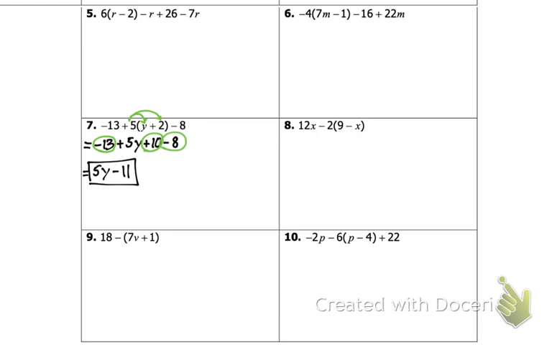All right, we're going to do one more together, and that's number 10. Mr. Pabian, I don't have to write down all the work I do.